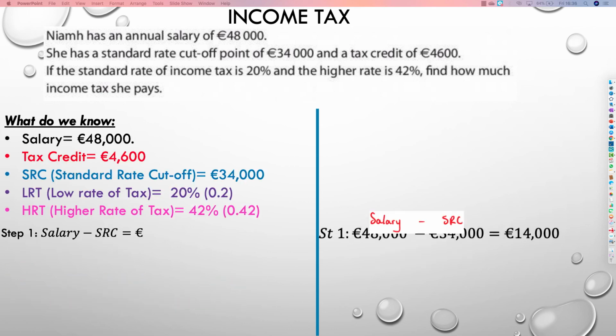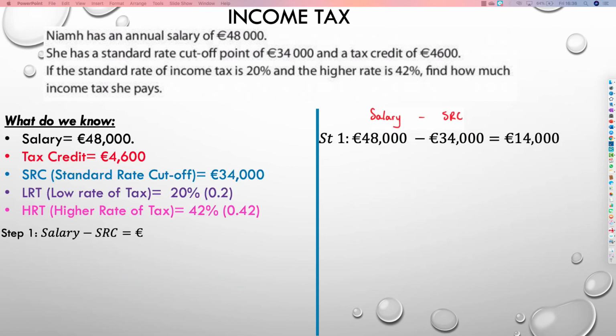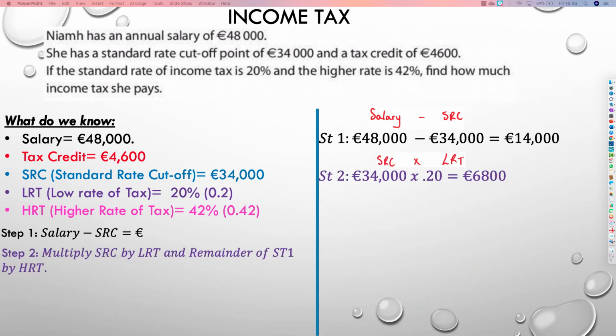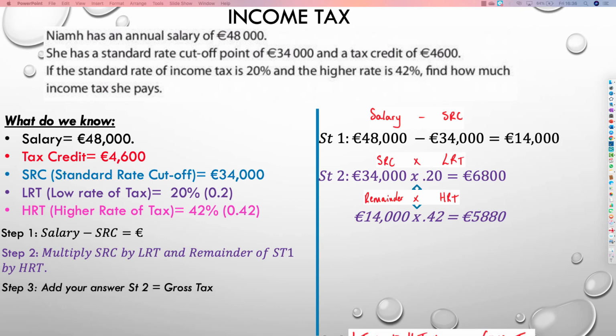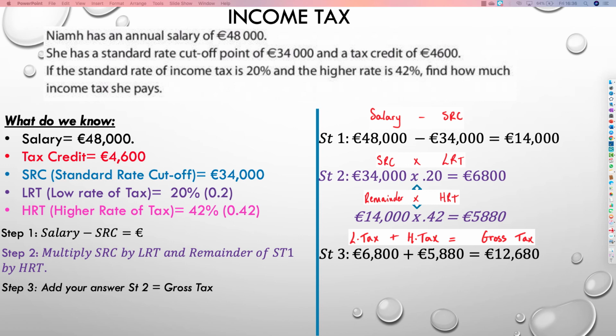Everything right so far? You said 48,000 minus 34,000 is 14,000. Then you said 34,000 multiplied by 20% gives you 6,800. You then said your 14,000 which was left over by your higher rate of tax, which is 5,880. You added those two together and you got 12,680. Brilliant. Now, that is still only your gross tax. The question asks us to find how much income tax she pays. Not quite. That's how much she should pay, that's not how much she actually pays.